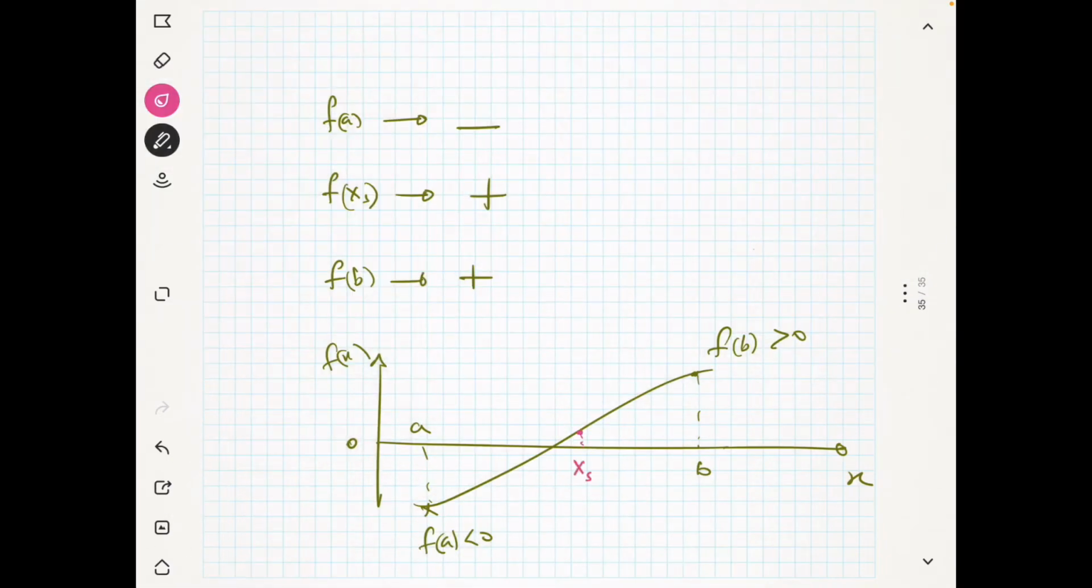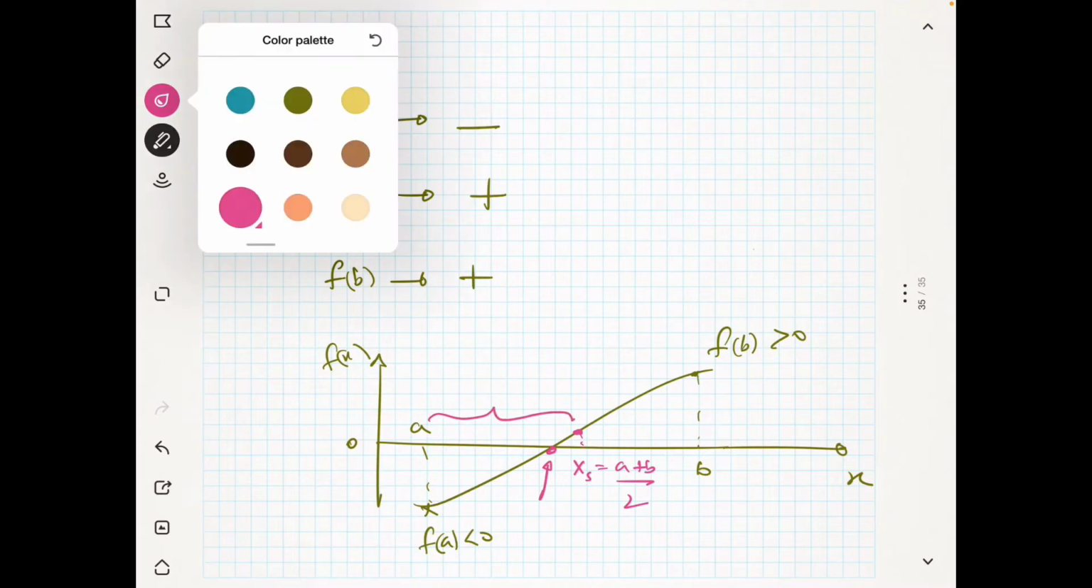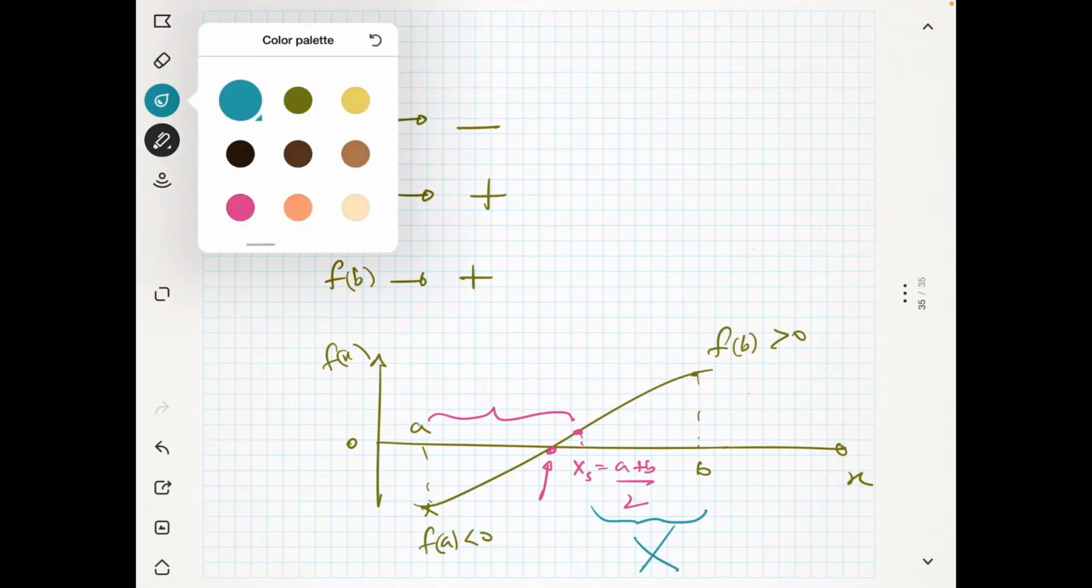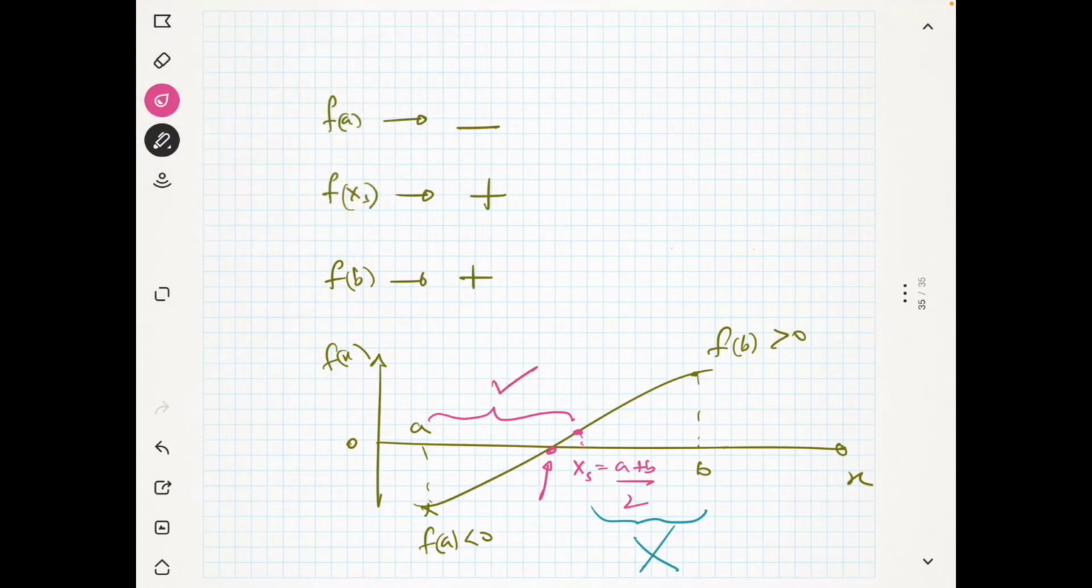So here is your x_s, which is nothing but (a plus b) by 2, almost in the middle. So you see here the solution is here. So the solution is between a and x_s, and there is no solution if you take any point between x_s and b. The solution is between a and x_s. That's why I choose my new interval.